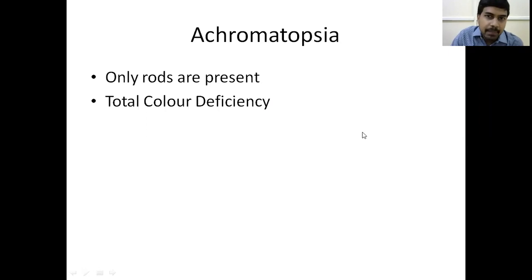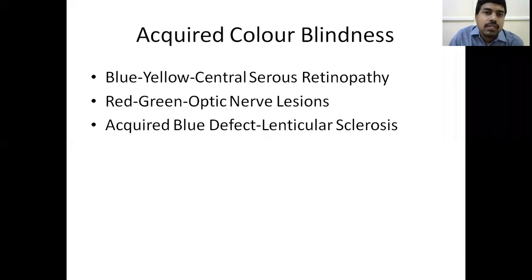So everything will appear black and white for this patient. But this is a very, very rare condition. I have never seen a case of achromatopsia till now, and we have to see whether it is mentioned in literature or not. So what is acquired color blindness?